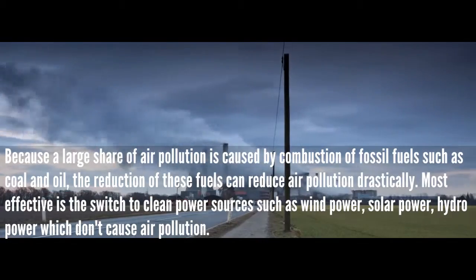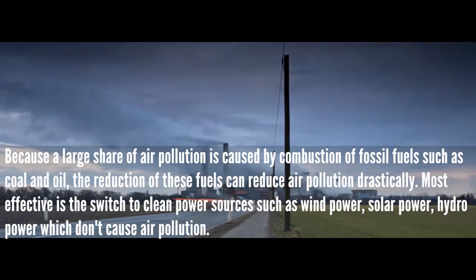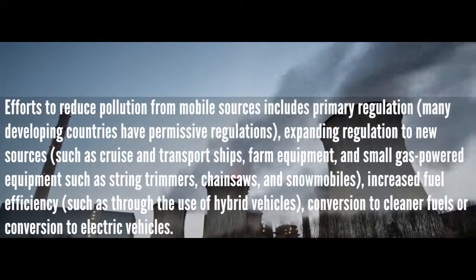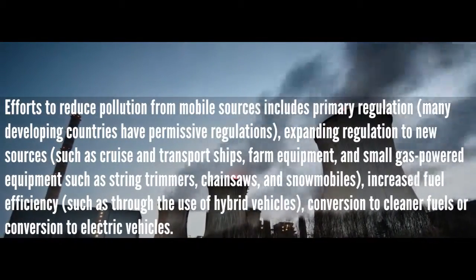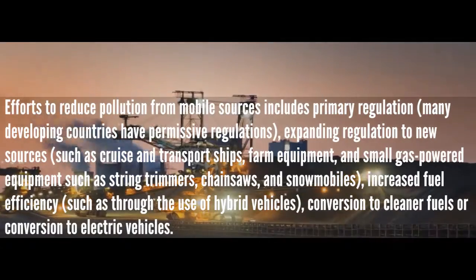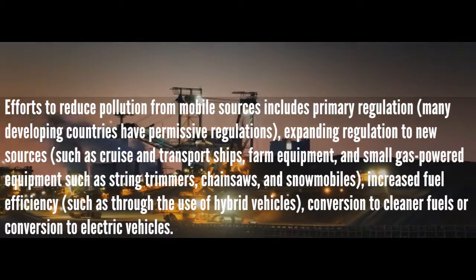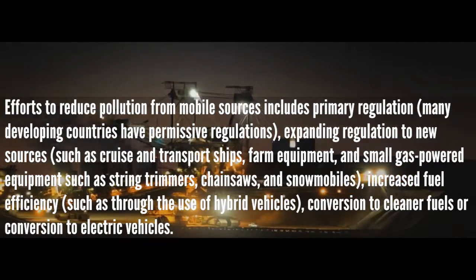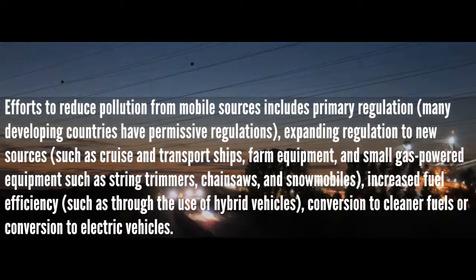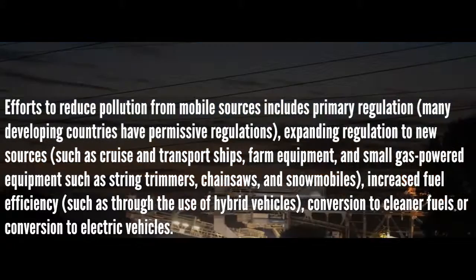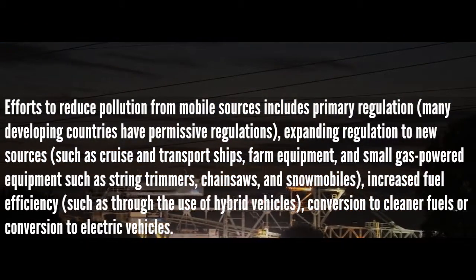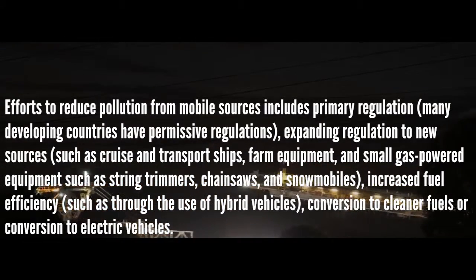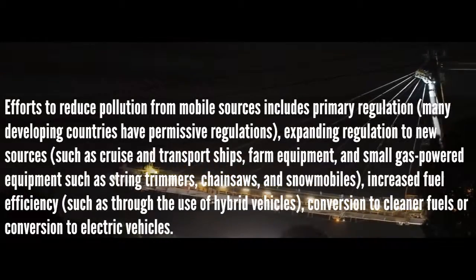Most effective is the switch to clean power sources such as wind power, solar power, hydropower which don't cause air pollution. Efforts to reduce pollution from mobile sources includes primary regulation. Many developing countries have permissive regulations, expanding regulation to new sources, such as cruise and transport ships, farm equipment, and small gas-powered equipment such as string trimmers, chainsaws, and snowmobiles, increased fuel efficiency, such as through the use of hybrid vehicles, conversion to cleaner fuels or conversion to electric vehicles.